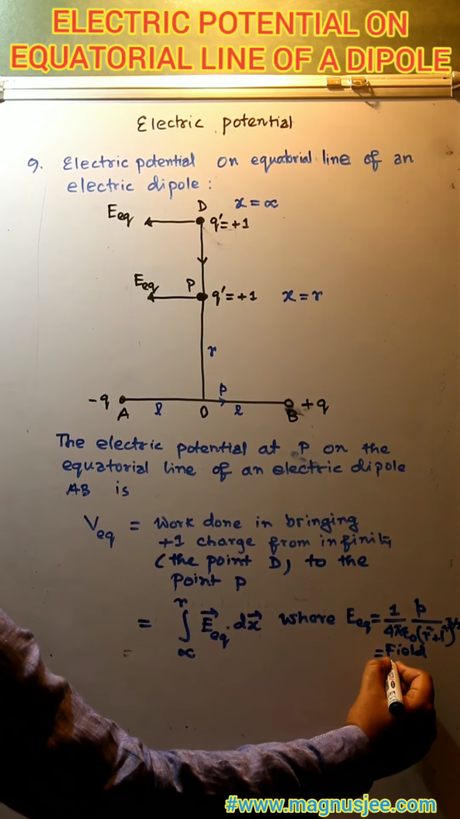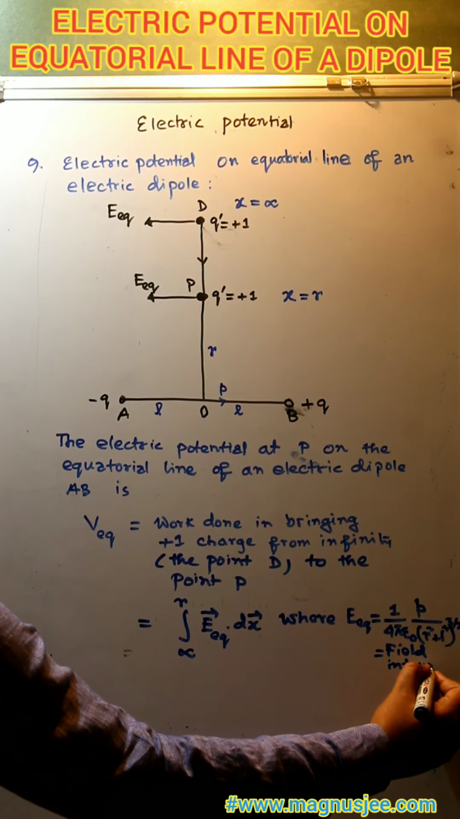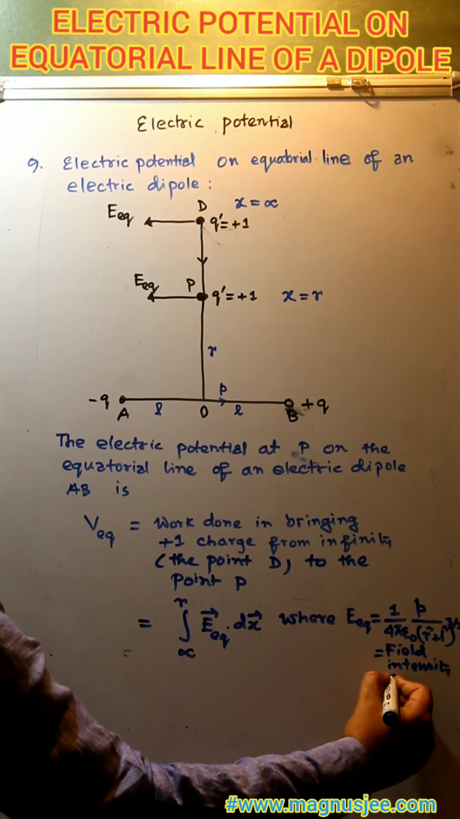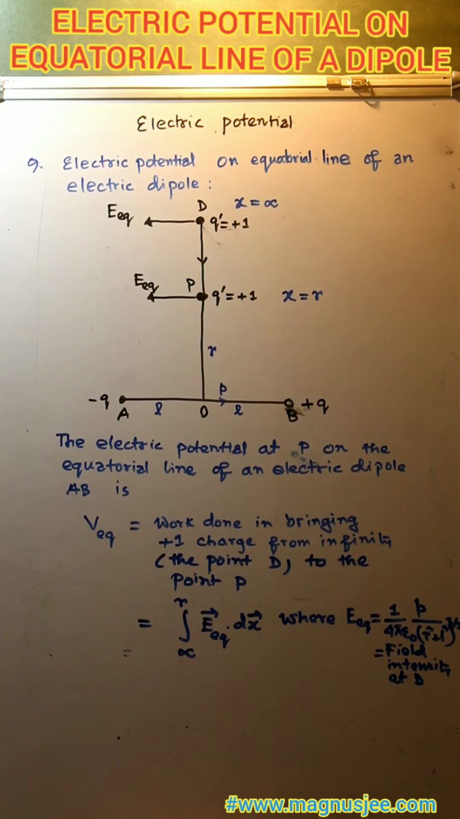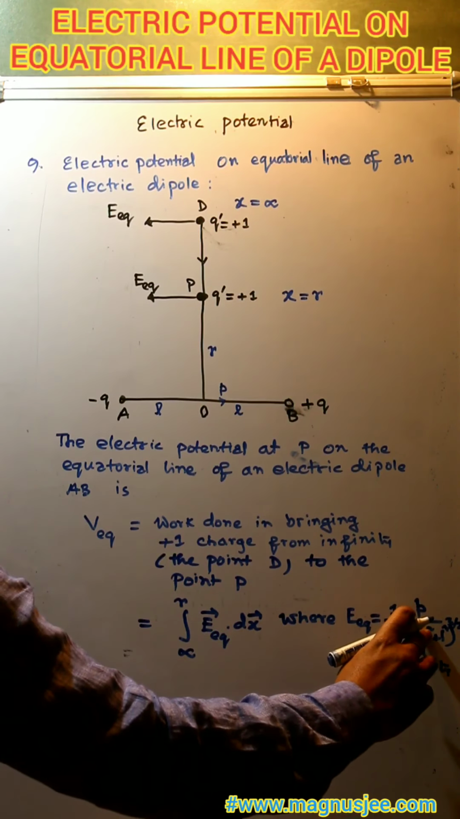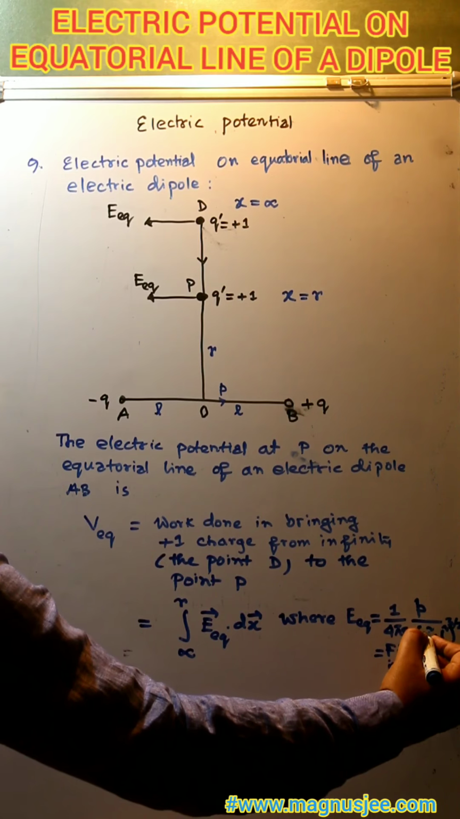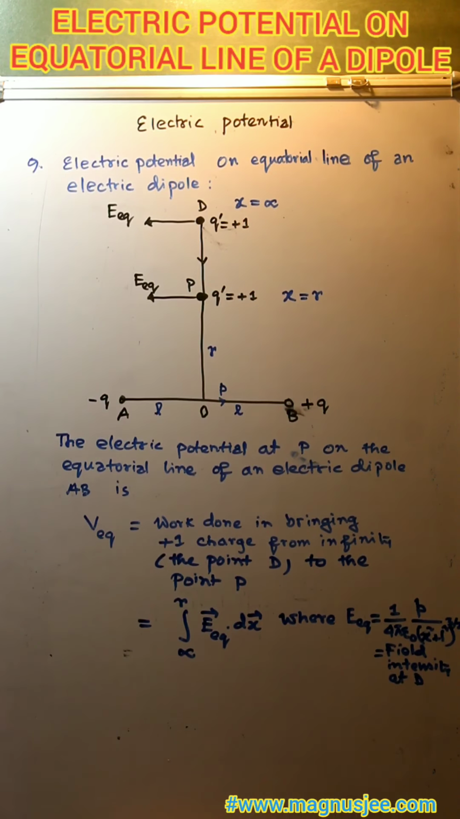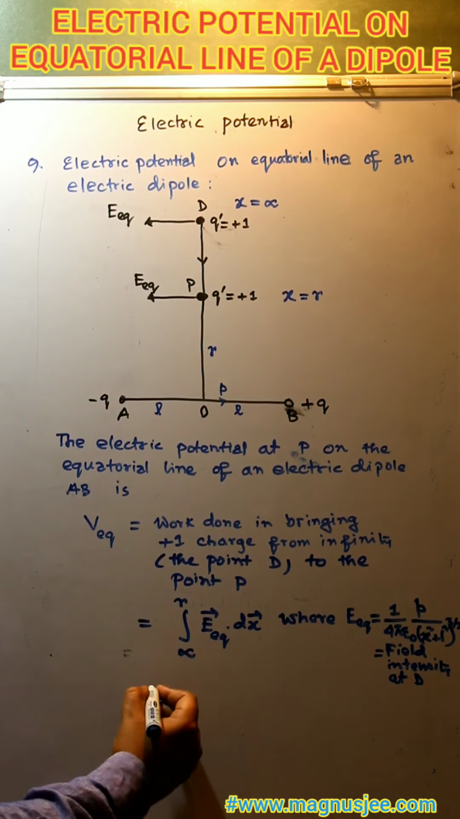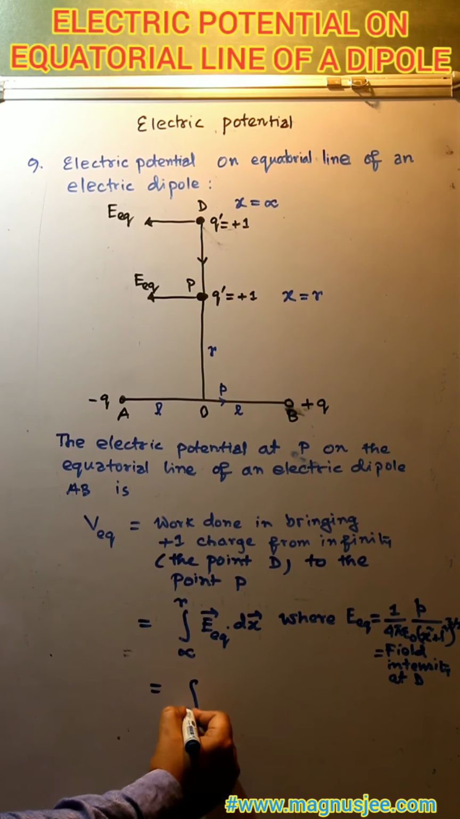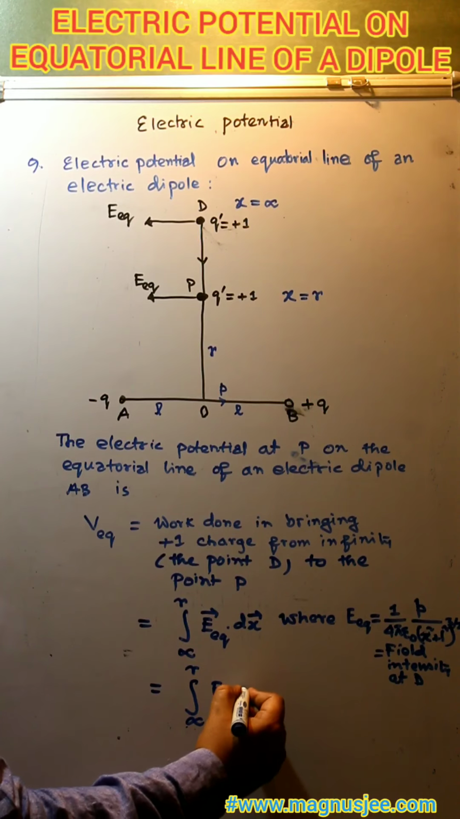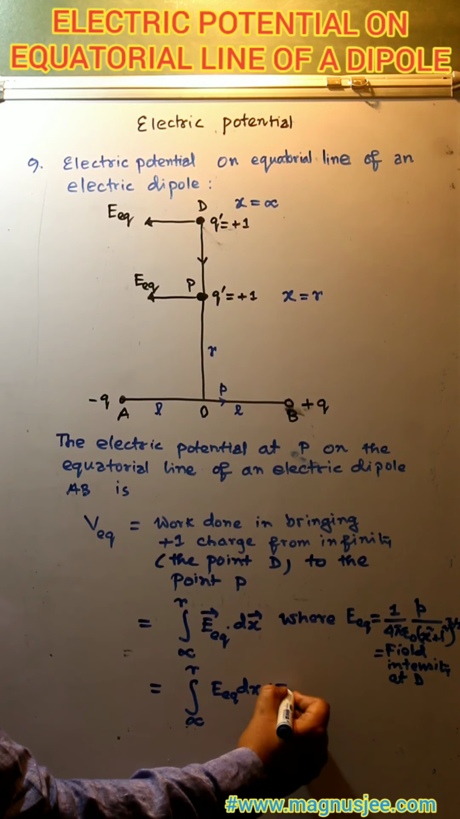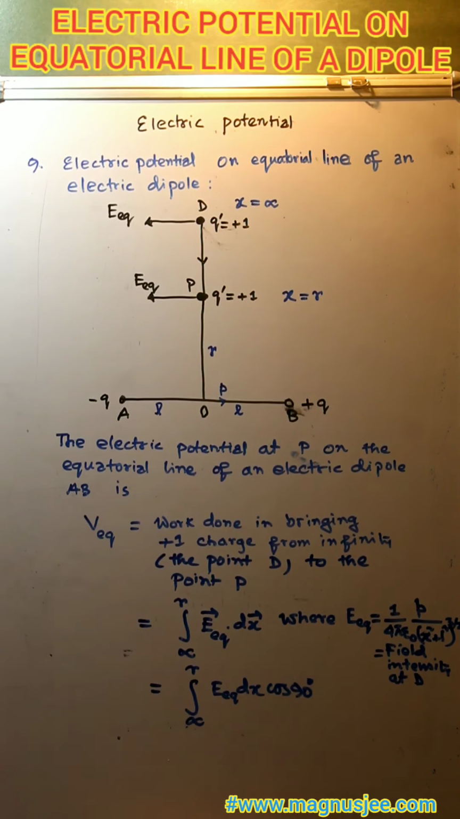Field intensity at D, where x is the distance. Here we can write x, so it should be x square plus L square. Now the integral from infinity to R of E_EQ dx cos 90 degree.